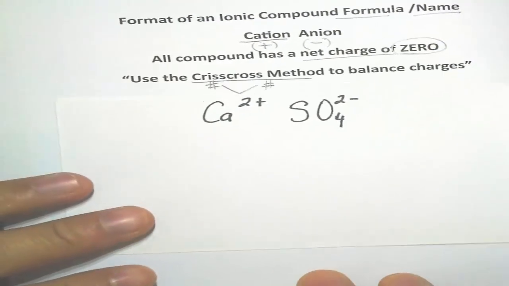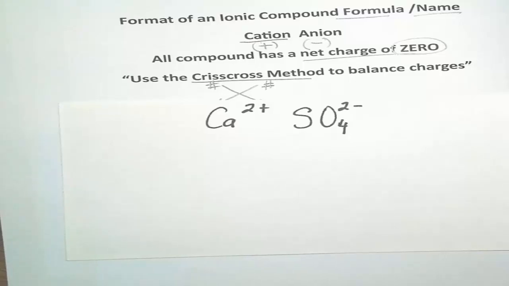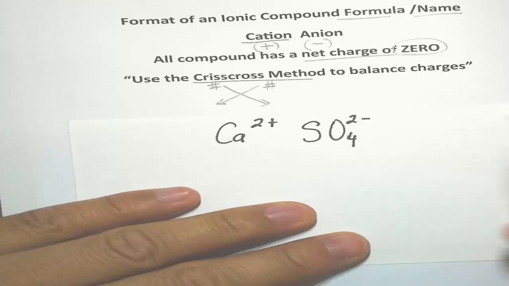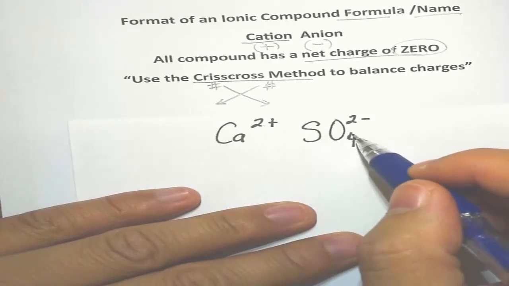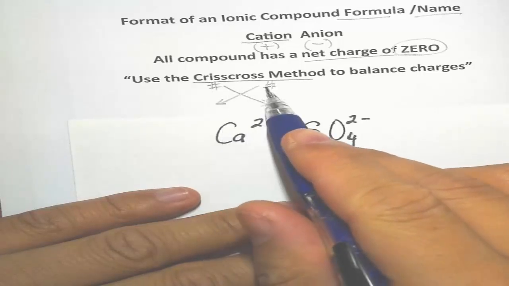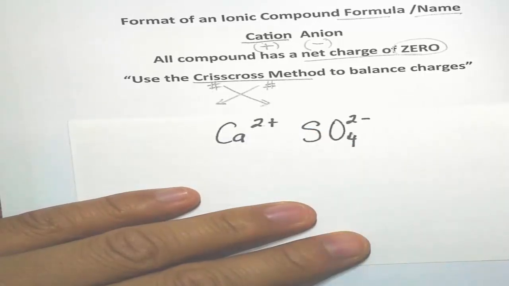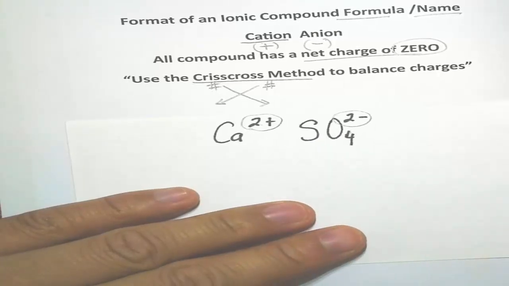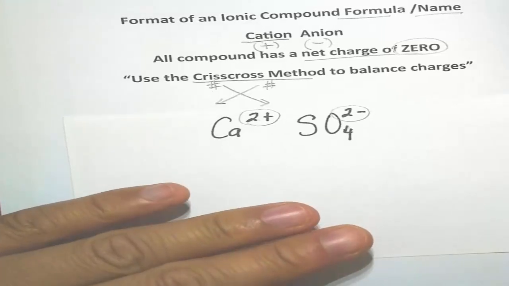Let's have this problem here. We have calcium sulfate. So first of all, is the order correct? It is. We have a positive cation and a negative anion. Then let's look at the crisscross method. We have to carry down the number. But look at this very carefully. Notice how we have plus 2 and minus 2 already. Isn't the charge already canceling each other out to become 0? So we don't have to do anything.